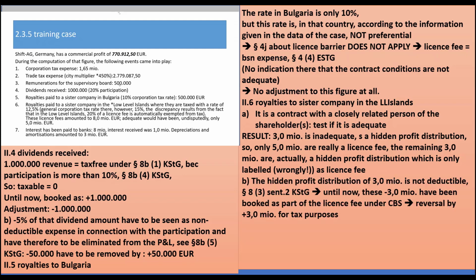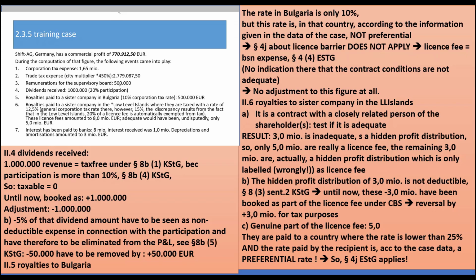First consequences: hidden profit distribution is not an expense, but a dividend payment, and so it's not deductible. See paragraph 8, section 3, sentence 2, KStG. Until now, in commercial law, the 3 million have been included in the license fee expense, so we have to eliminate them from there by adding back the 3 million. The genuine part of the license fee, 5 million, has to be checked now if it has to be corrected too. Here, 4J has to be applied because the local tax rate is lower than 25%, and it is also a preferential rate which applies here.